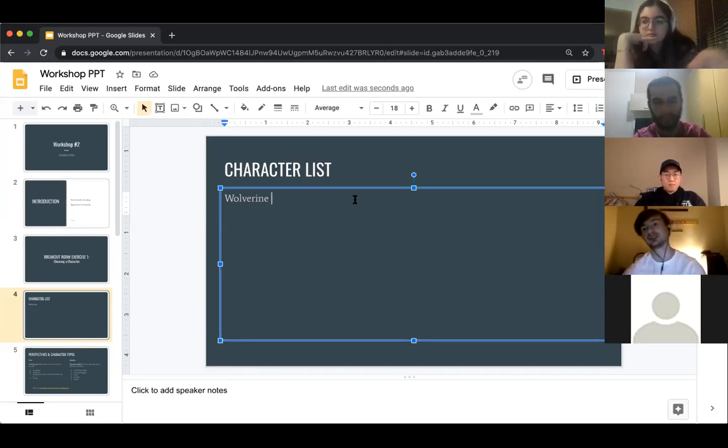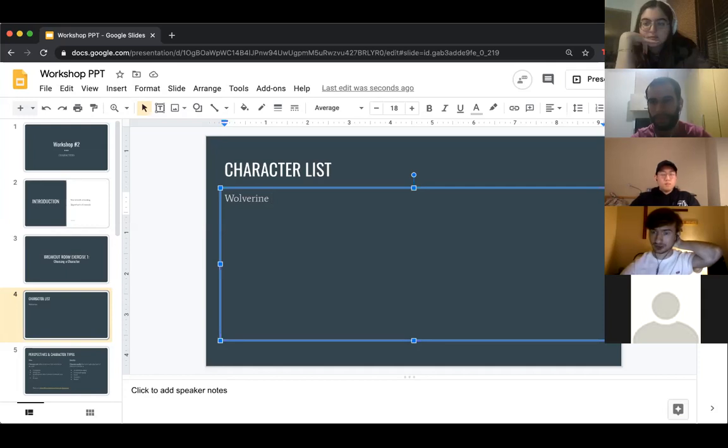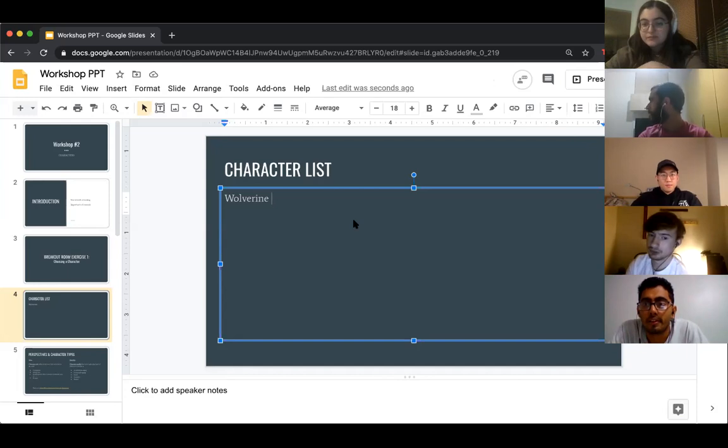For instance, Wolverine is a really interesting character. In his last movie, Logan, I think the actor and the movie in general were great. Yeah, I love that movie. Logan is my favorite, Wolverine, amazing movie. Okay, and has everyone seen Logan? Maybe you can start with that.